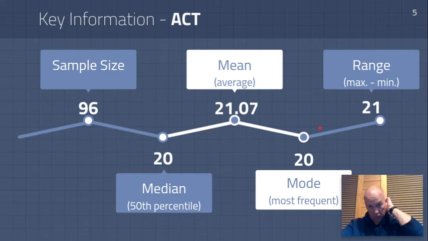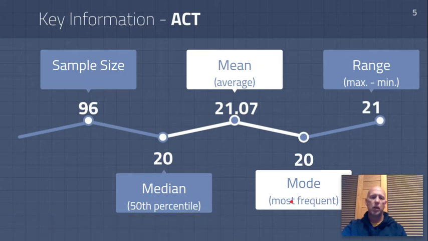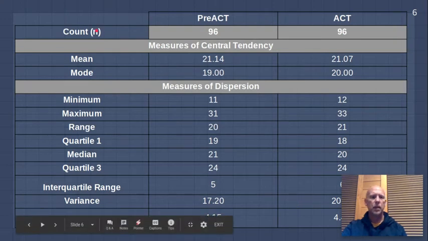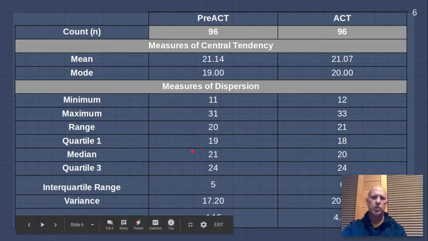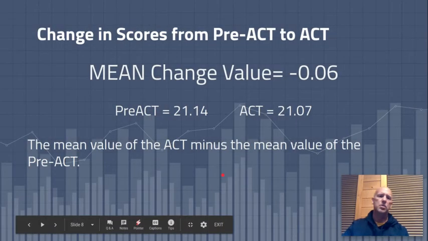This is an overview of the calculations. You can see that we've got all the major calculations here leading to this presentation. So let's take a look at that comparison more closely. So the mean change, the mean value of the ACT minus the mean value of the pre-ACT is a minus 0.06. So a slight drop in our mean composite ACT.